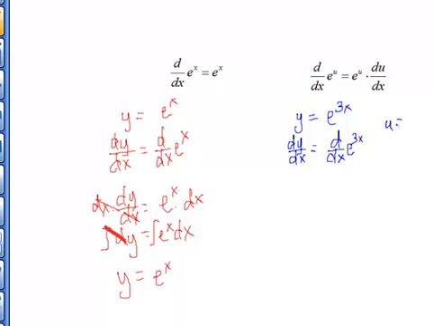My u is equal to 3x, and then du dx is just equal to 3 when I derive my u. So I'm going to have to derive that inner function and multiply it to the whole derivative of the outer function. So my outer function is that e to this u, and that's just going to be left alone. So dy dx is equal to e to the 3x times, and then I have to go in and multiply it by this inner derivative.